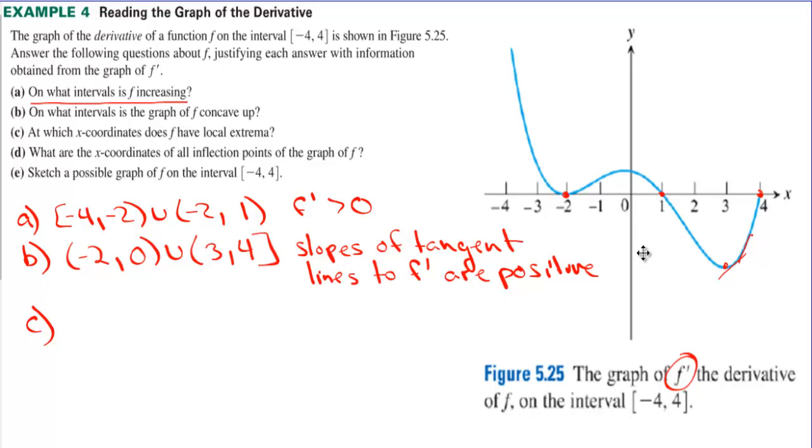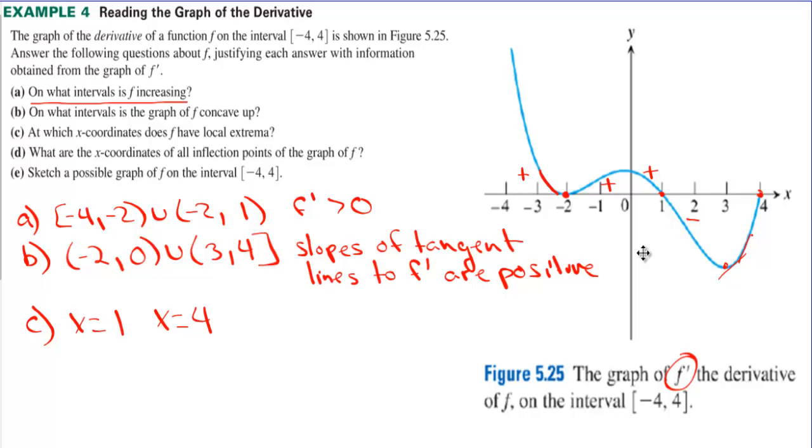Now the first derivative across -2 goes from positive to positive, so there's no local extrema there. But then at 1, the first derivative goes from positive to negative. So we have a local extrema at x equals 1, and we also have a local extrema at x equals 4 because that's an endpoint.